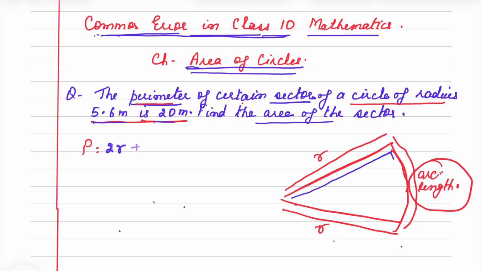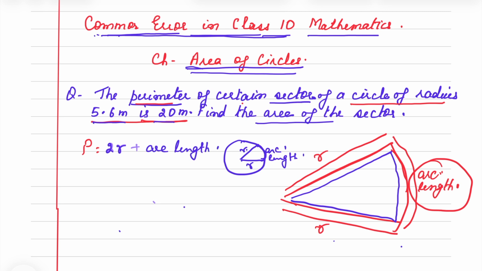Perimeter means boundary, fencing, the sum of all lengths along the boundary. So here it is a circle, and we are talking about a sector, that is two radii and the arc. When we talk about perimeter, we take both the radii and the arc length. We know the formula of arc length. So here perimeter equals 2r plus arc length.